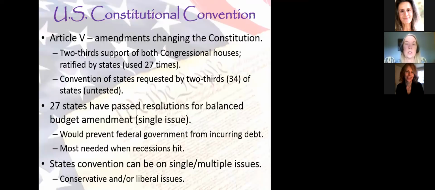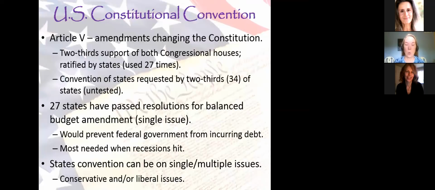The second choice is untested. It's never been used. And this is called a convention of the states, or a constitutional convention. This is where 2/3 of the states, and with 50 states, the number's 34, have to pass a resolution that they want a convention. And then all the states will send representatives, and they'll vote on changing the Constitution by amendments directly through whoever they send.